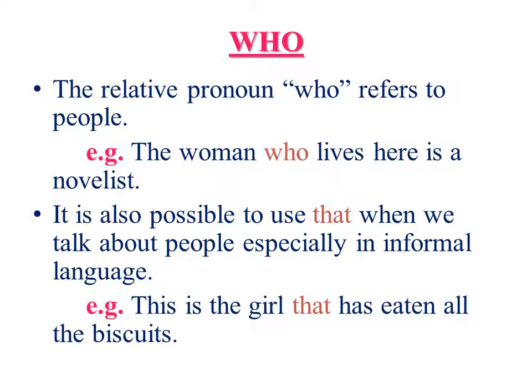The first relative pronoun, who. The relative pronoun who refers to people. For example, the woman who lives here is a novelist. Novelist means she writes novels, stories. She's a writer. It is also possible to use that when we talk about people, especially in informal language. For example, this is the girl that has eaten all the biscuits. That and who have the same uses.